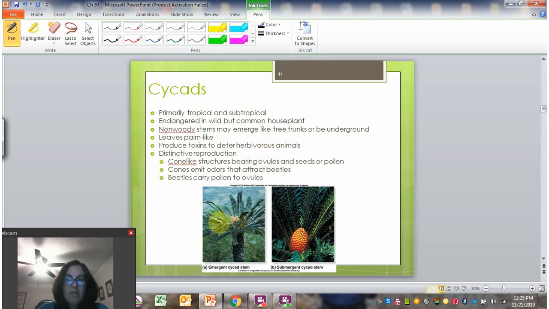Their reproduction involves ovules and seeds and pollen. They have cone-like structures, so they almost look like pine cones. They're not pine cones, but they look like them. And they have an unusual feature. The cones actually smell really bad, so that cone is kind of stinky, and that stinky smell attracts beetles. And the beetles will walk along the structure, and as they do, they end up with pollen on them, and then they move it from male to female ones. So the beetles end up carrying the pollen to ovules. So this is unusual for gymnosperms. Most gymnosperms are wind pollinated. So it's an unusual feature of cycads that they're beetle pollinated.